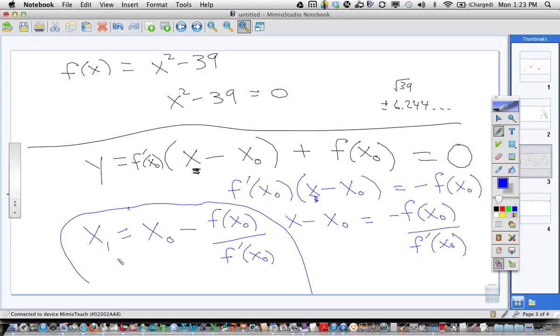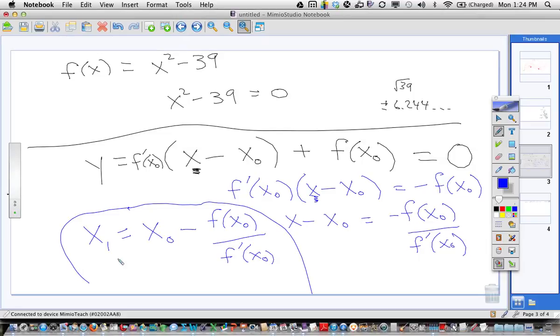I got to take my guess, plug it into f, which I'll have because I'll be given that in the problem. F prime, which I can do. If I have f, I can do f prime. I just take my original guess, plug it into f, plug it into f prime, and plug it into this formula. And that gives me x1. And then what do? Do it again. Then I do x1 minus, and then I plug x1 into there and x1 into there, and then that give me x2, and I just keep going, keep going.